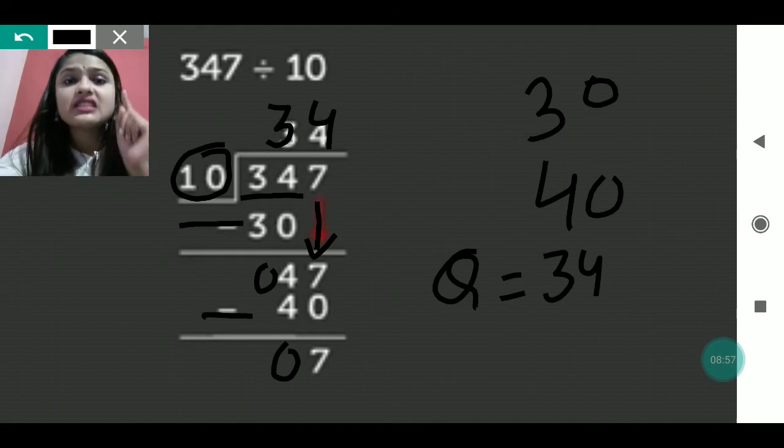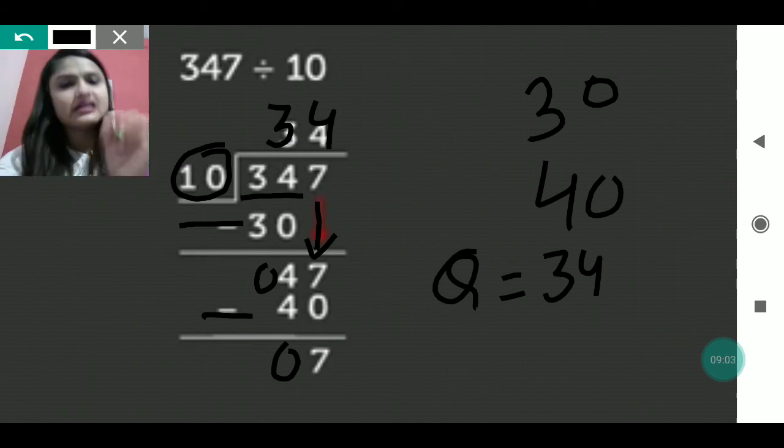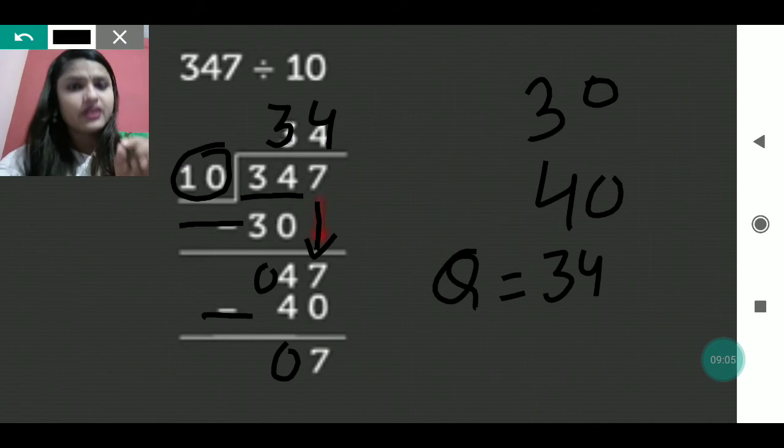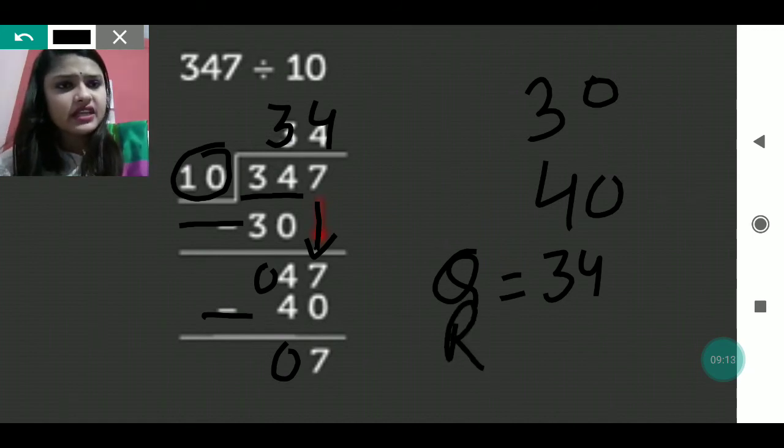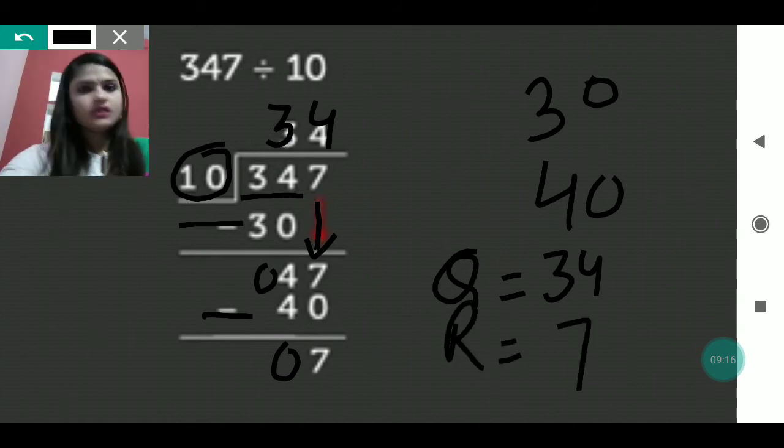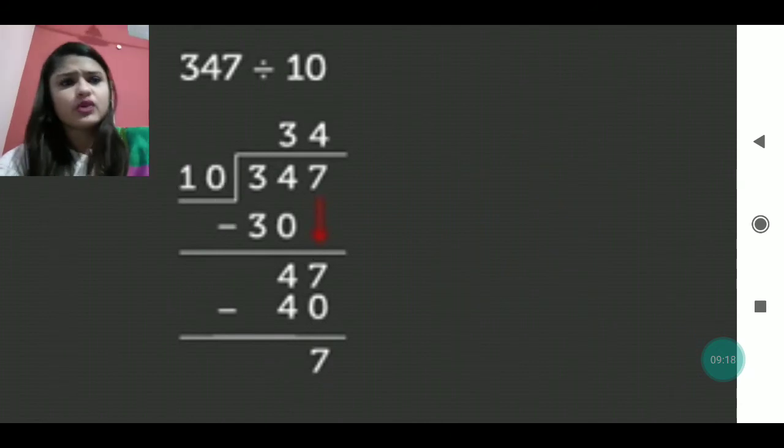The number which is left over in the last, which is not divisible by the divisor, which is lesser than the divisor, that will be considered as the remainder. So what is the remainder here? 7. So we have done this question. One more question, my dear.